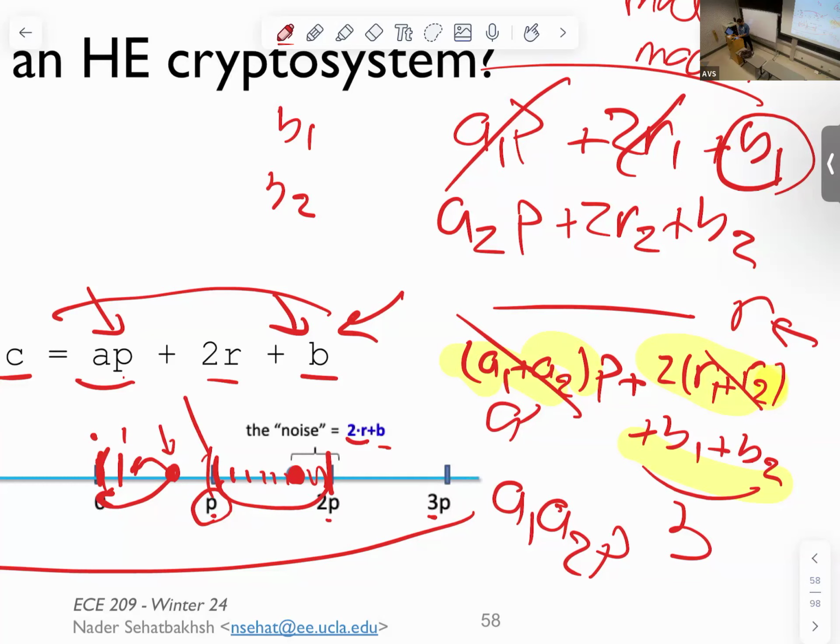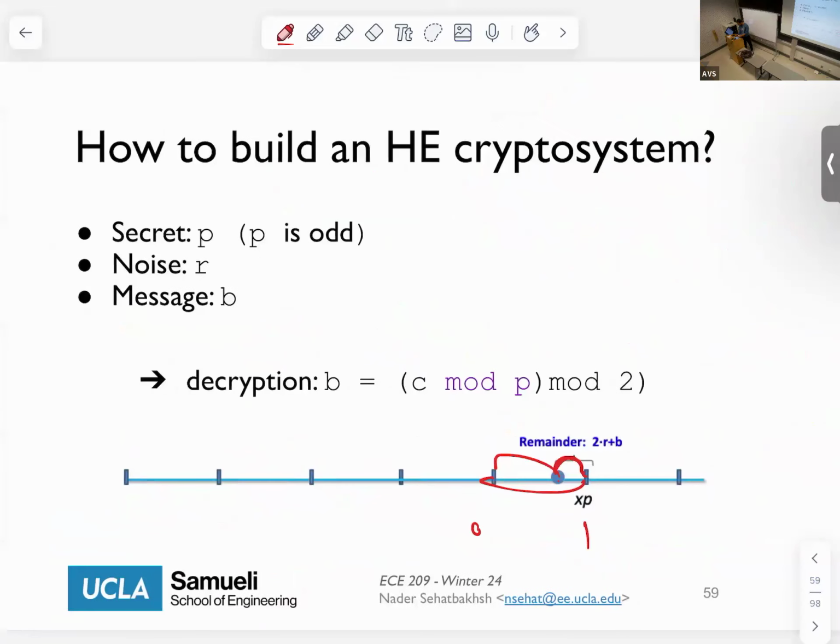And as I told you, the amount of noise space that I have is half of this space. So for example, if P is a number equal to 1,000, I only have 500 as my wiggle room. I can only add 500. And then let's say my noise is initially 3, then it means that I can do at most 150-something additions. I cannot do more than that.